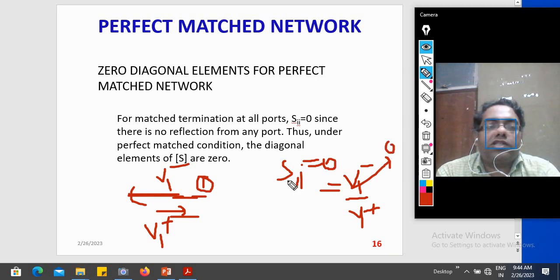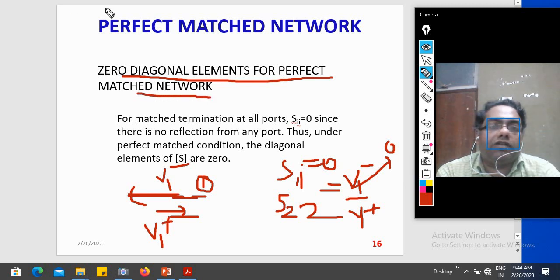And if all ports are matched, S11 is 0, S22 is 0, S33 is 0, that means all diagonal elements will be 0. So this is another property: zero diagonal elements for a perfectly matched network.